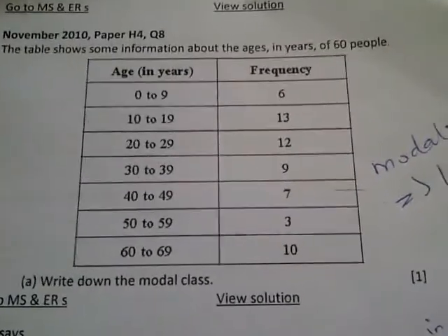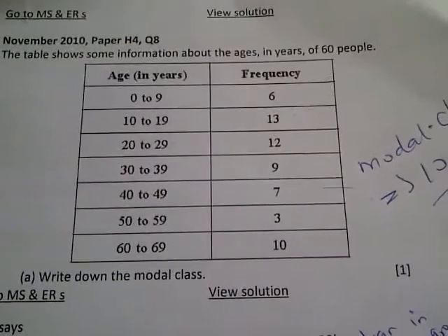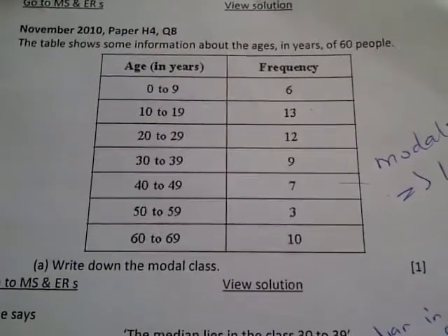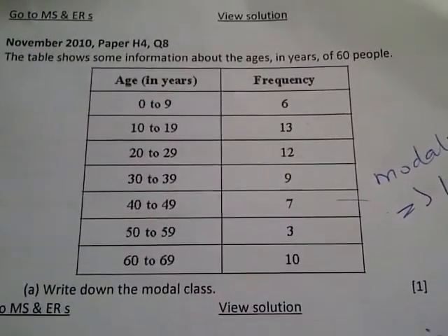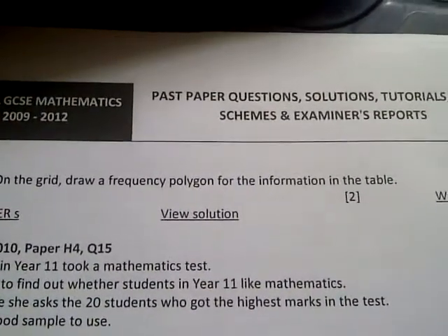Now this question says that the table shows some information about the ages in years of 60 people. These are the ages, okay? And we're told that on the grid, draw a frequency polygon for the information in the table. Now this takes us to frequency polygons.